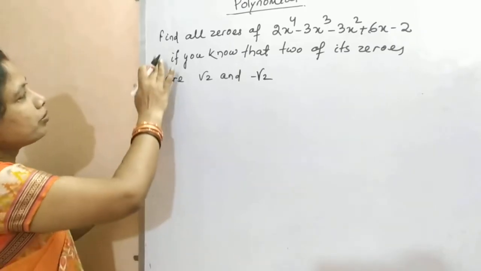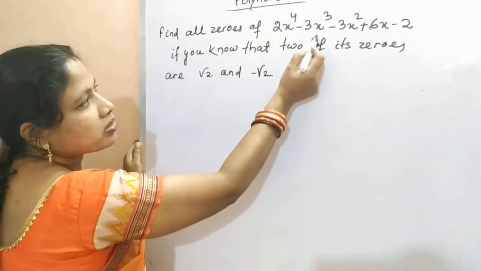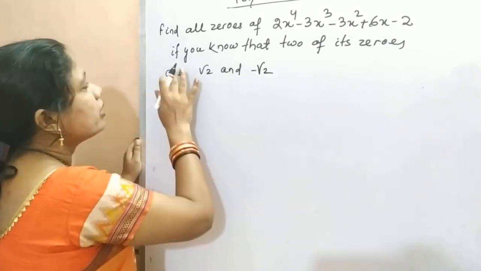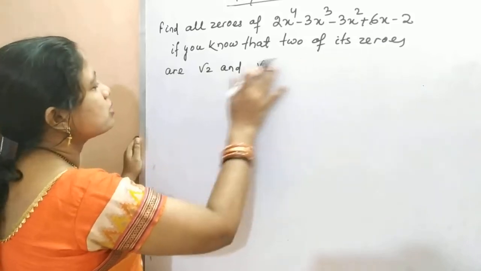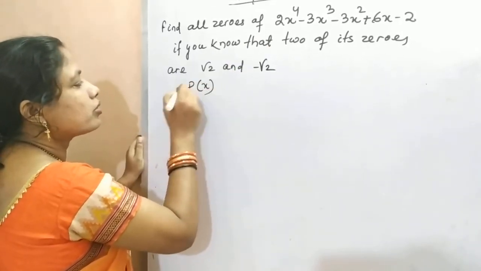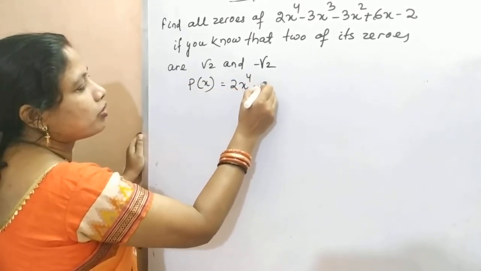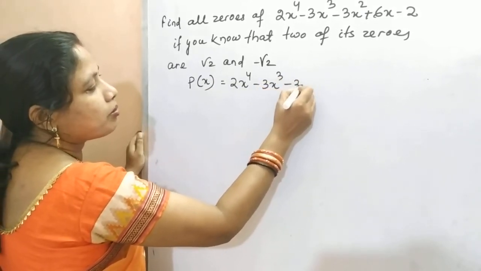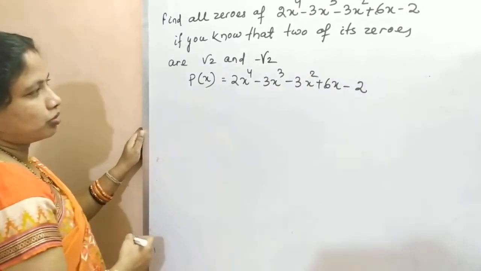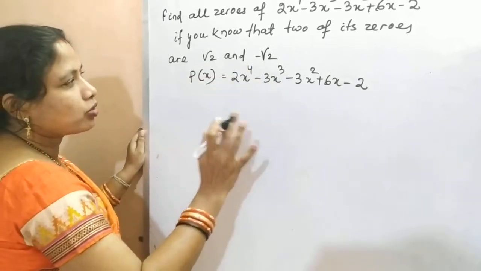The dividend is equal to divisor multiplied with quotient plus remainder. Example: find all zeros of 2x to the power 4 minus 3x cube minus 3x square plus 6x minus 2, if you know that two of its zeros are root 2 and minus root 2. So let the polynomial be denoted as p of x. So p of x is equal to 2x to the power 4 minus 3x cube minus 3x square plus 6x minus 2. So here it is given that root 2 and minus root 2 are two zeros.